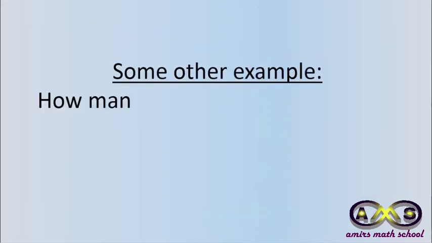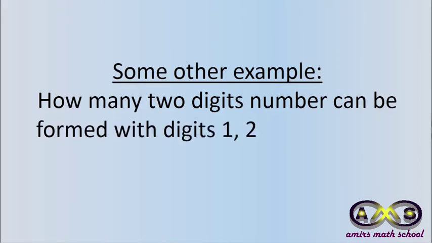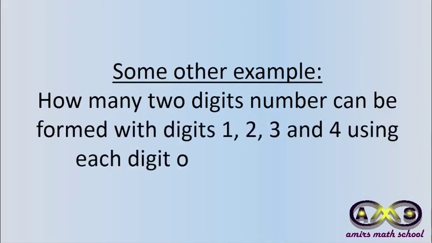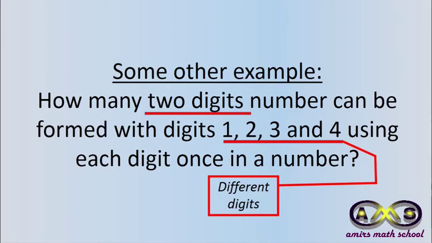Some other examples. How many two-digit numbers can be formed with the digits 1, 2, 3, and 4 using each digit once in a number? So here we have four different things, that is 1, 2, 3, and 4. And we have to take two digits, that is we have to take two things out of four things. And all the digits are different here.